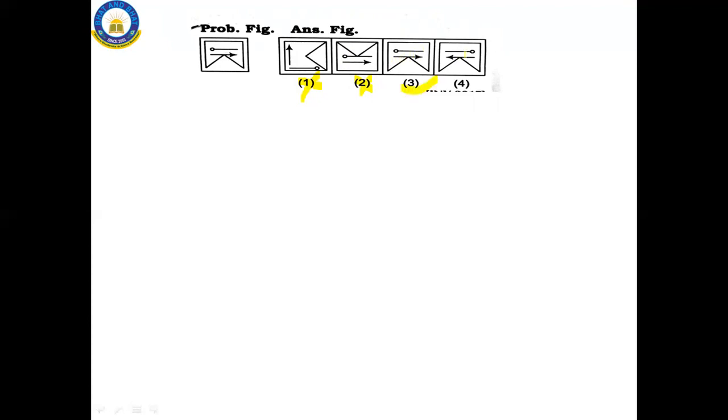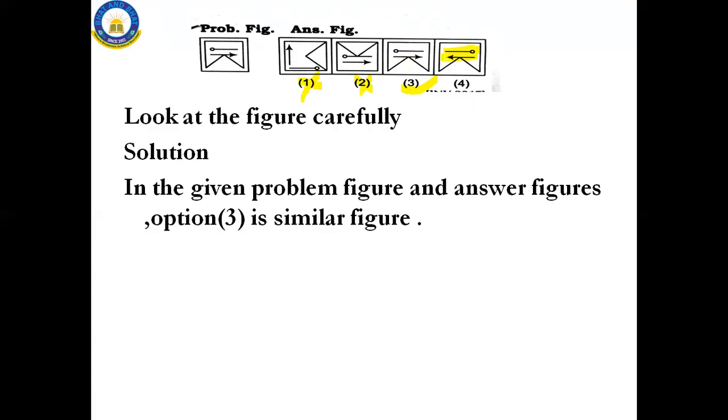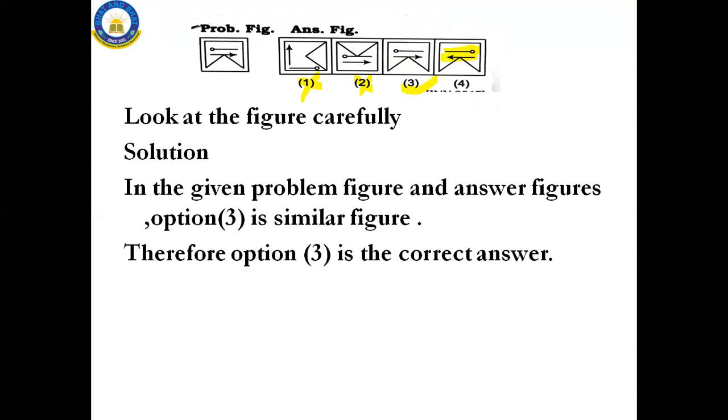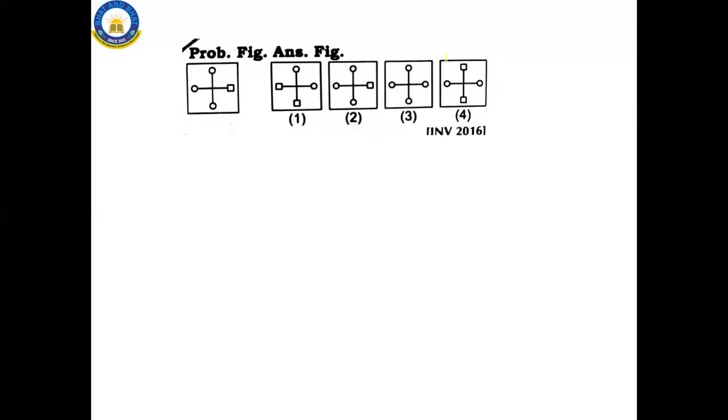Why not the third one, fourth one? See, this one is different. The moving of the arrow, the position of the arrow is different. So what is the correct option there? Option 3 is the correct answer. Here we have to find out the same, similar figure. So option 3 is the correct answer.